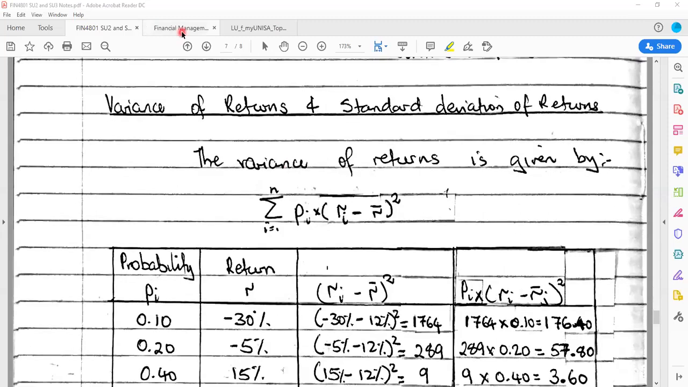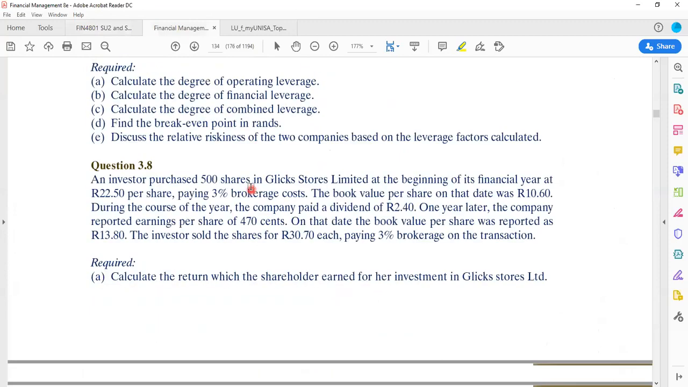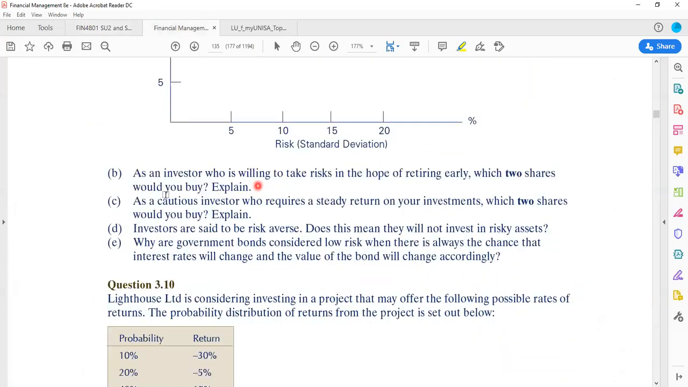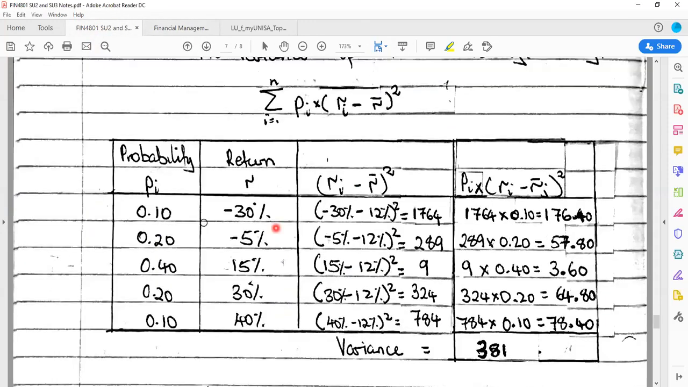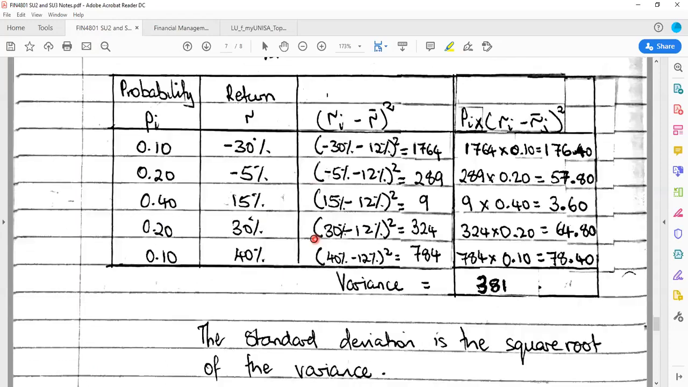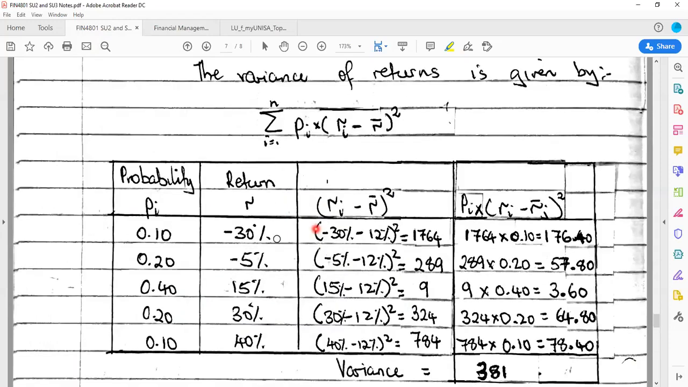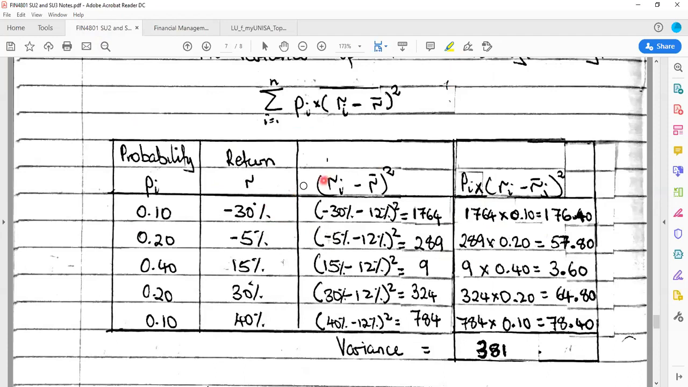So I'm going to use this example again, the one I used before. Remember, we got an expected return of 12%. I'm going to use it to calculate the standard deviation as well as the variance. Again, I think we should just stick to using the table. I know you can enter this into your calculator directly to get the answer, but for this module, let's just agree to use the table.